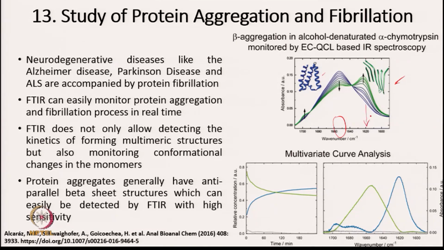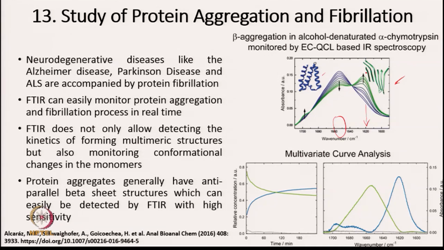So, this is around 1620 centimeter inverse, and what you can see is that with the addition of alcohol, your alpha helix is decreasing. You can see here there is a decrease in the alpha helix, whereas there is an increase in beta sheet content, which is due to aggregation.